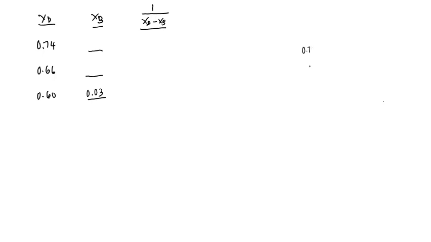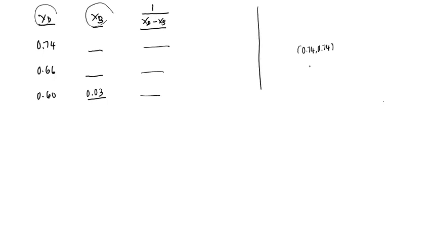Okay, so let's say you have done the stepping off stages at different xd, and you get different values of xb, and you can calculate what is 1 over xd minus xb. So you must have 0.74, and let's say you have 0.66 and 0.6. Then you get what is the value of xb here, what is the value of xb here, what is the value of xb here. Should be 0.03 or close to that. Then you can calculate what are the values here, here, here. Okay, it's just 1 over this minus this.